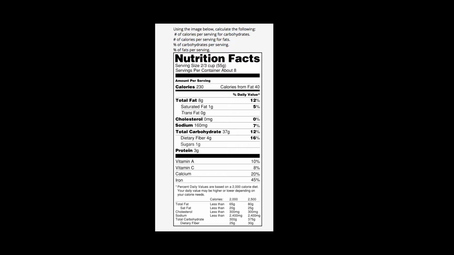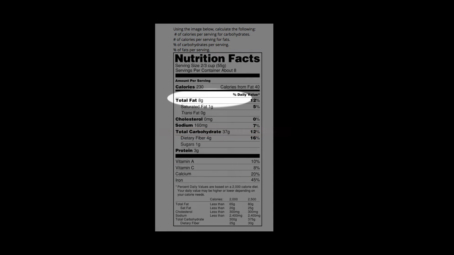So your first step is you need to take 37 and multiply that times its multiplier. And remember, with carbohydrates, that's 4 calories per gram. So 37 times 4 will give you 148 calories per serving.